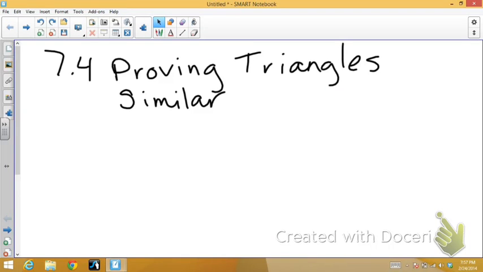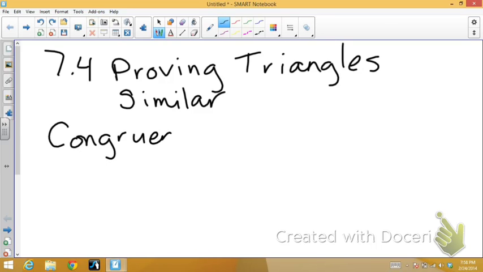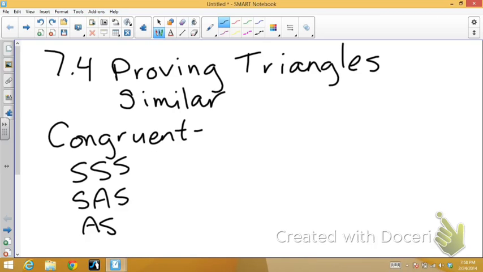Today we're going to talk about proving triangles similar. When we talked about proving triangles congruent, we had 4 ways to prove a triangle congruent: side, side, side; side, angle, side; angle, side, angle; and angle, angle, side. All of those ways worked to prove triangles were the same, and each piece had to be exactly the same.